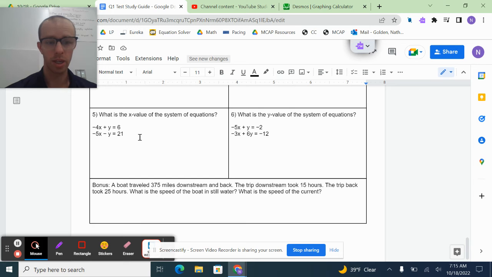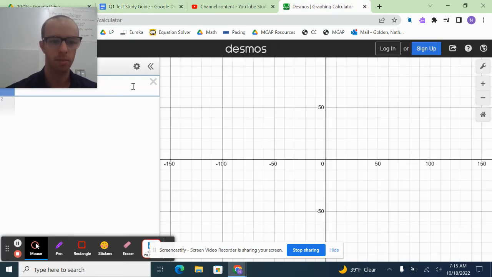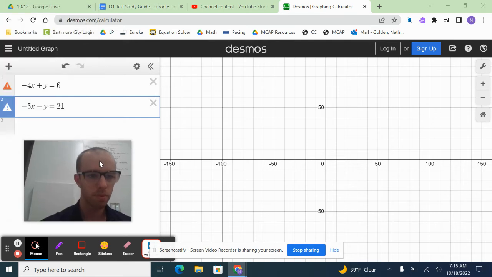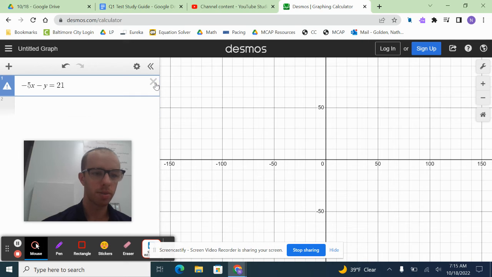These are extremely easy, y'all. What is the x value of the system of equations? We're given the equations. You literally just plug these into Desmos. I can copy and paste since I'm on my computer. No, maybe you can't copy and paste. All right, Desmos doesn't like when you copy and paste. So I got to type them.